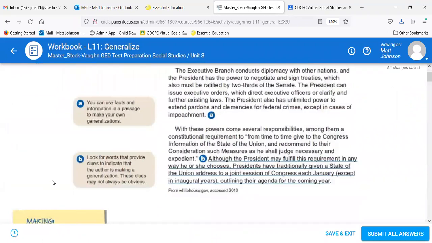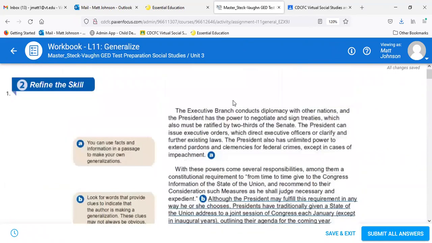Okay, and more from whitehouse.gov. These websites are really popular these last few days for our lessons here. So here it says the executive branch conducts diplomacy with other nations, and the president has the power to negotiate and sign treaties, which also must be ratified by 2/3 of the Senate. The president can issue executive orders which direct executive officers or clarify and further existing laws. The president also has unlimited power to extend pardons and clemencies for federal crimes, except in cases of impeachment.